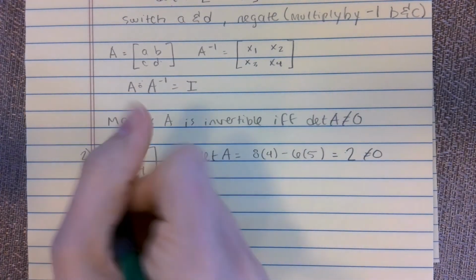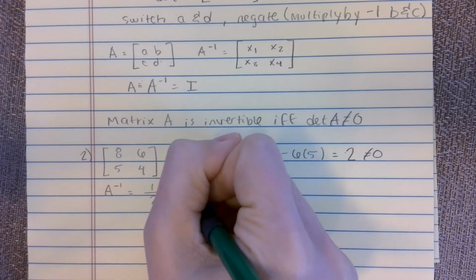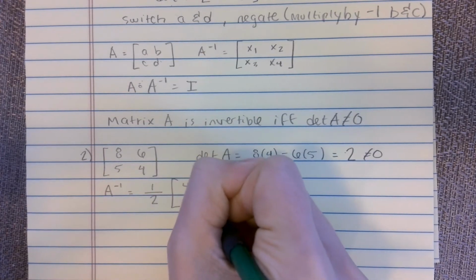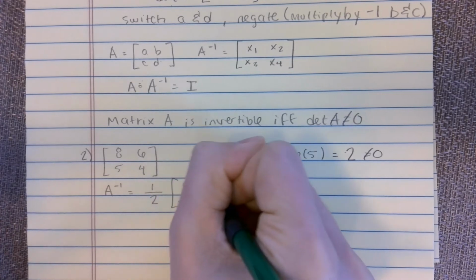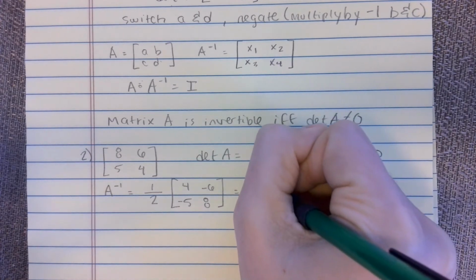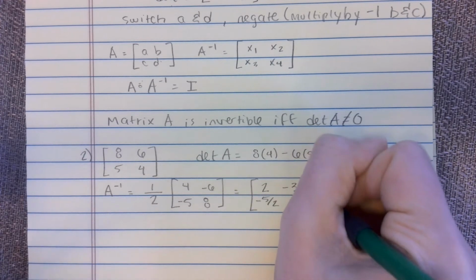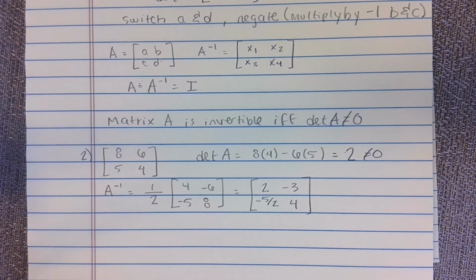So A inverse will be equal to 1 over the determinant of A times, switch A and D, so 4, 8, and make the other two negative: negative 5, negative 6. So A inverse, if I distribute that 1/2 in, is 2, negative 3, negative 5 halves, 4. And how could you check that? Which I recommend, multiply them back together. Multiply this matrix times this matrix and make sure that you get the identity matrix.